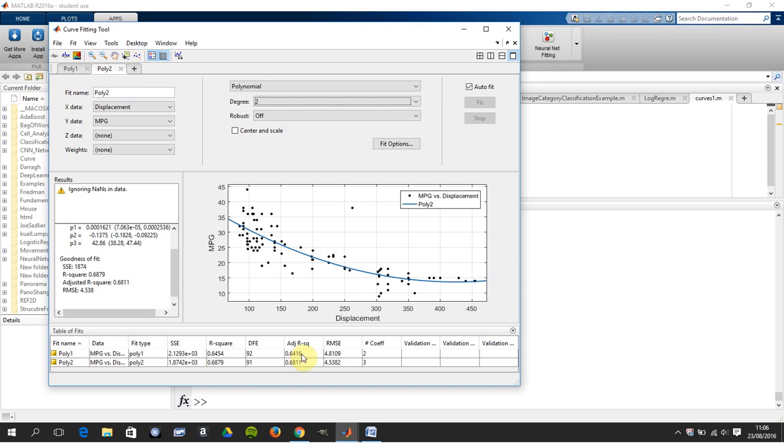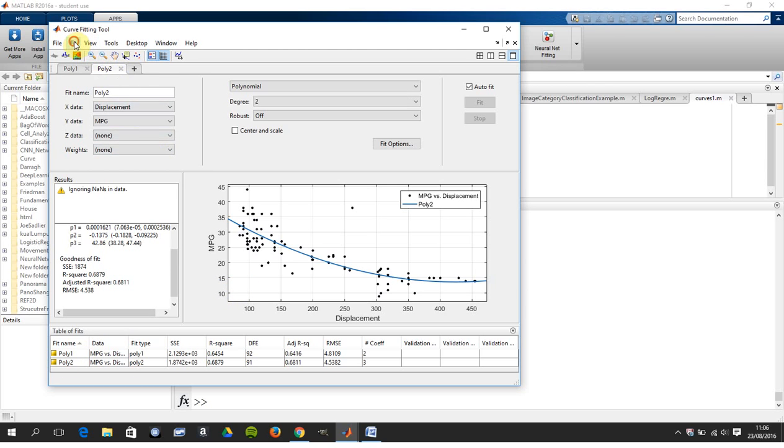The adjusted R squared: the more terms you have, you should get a better R squared, but sometimes you can overfit. So to compensate for the number of terms that you use, there's the adjusted R squared, and okay, it's gone up a little bit. So at the moment, of the two of them, we'd go with poly 2, the polynomial of degree 2.